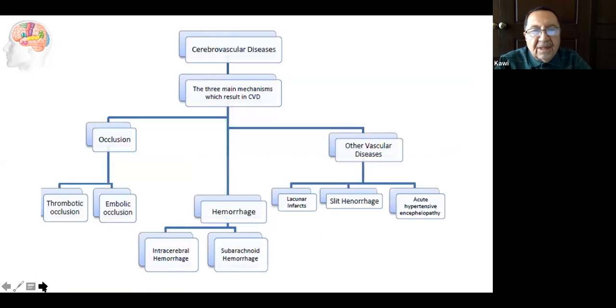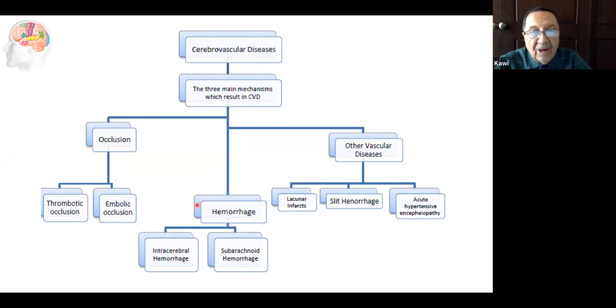Cerebrovascular disease, we divide it by the mechanism by which it happens. It either happens by occlusion of the blood vessels that supply the brain, either the carotids or the branches of the carotids, the middle cerebral, and so on. So the occlusion may be by in situ thrombosis, such as happens in atherosclerosis of the middle cerebral artery and so on. And there is embolic occlusion, which happens from a clot that travels, for example, from the heart.